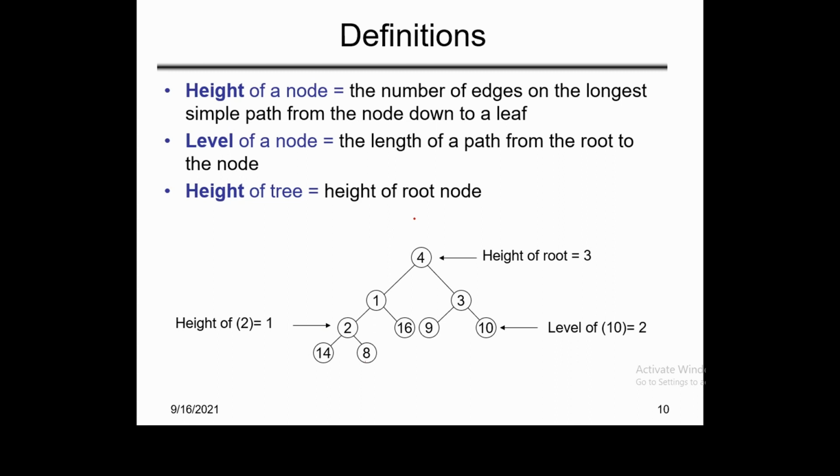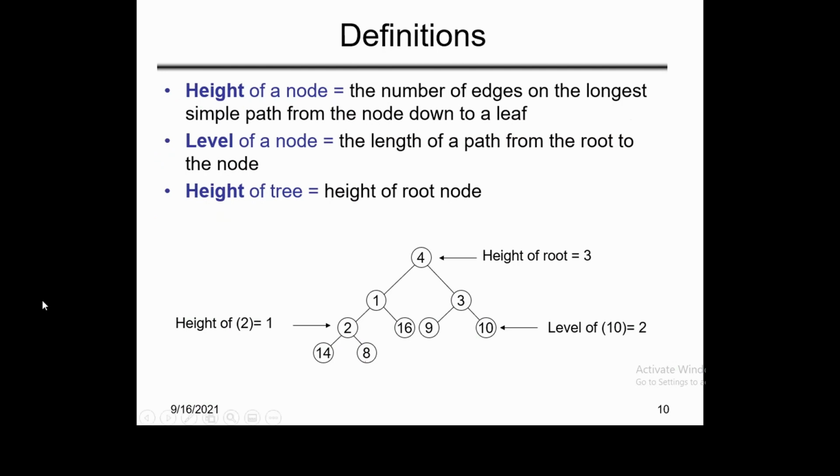Now, what about the height of the tree? The height of the tree is the height of the root node. You have already studied this concept when studying the AVL tree, because in the AVL tree, every time we need to find the balance factor. The balance factor of a particular node is the height of the left subtree minus the height of the right subtree.